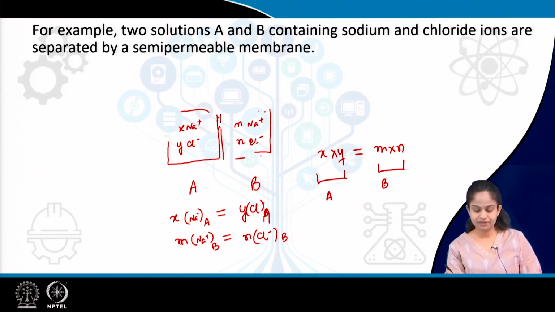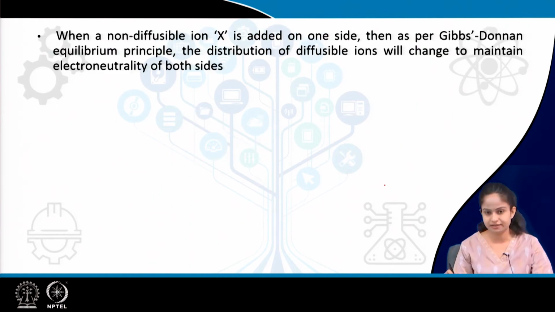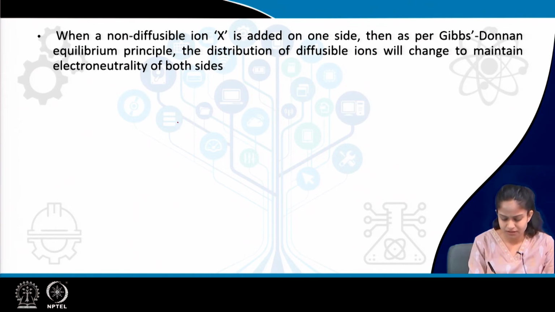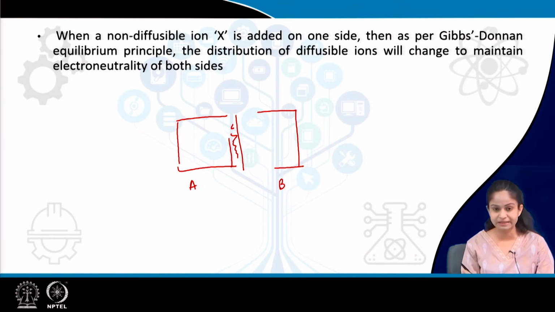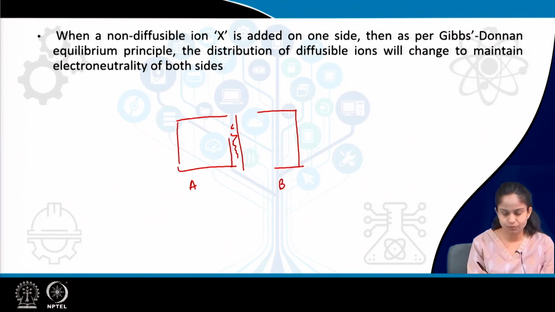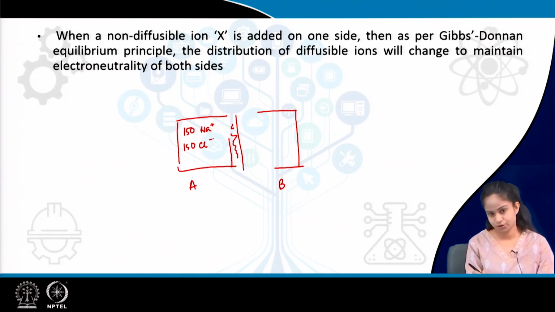Now, the problem comes whenever we get a non-diffusible ion. The same way, I draw two solutions separated by a semi-permeable membrane, solution A and solution B. Suppose in solution A there are 150 sodium ions and 150 chloride ions.